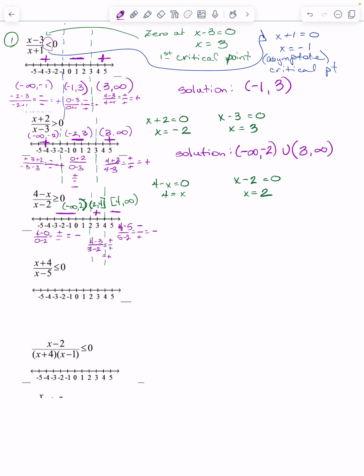We want the interval or intervals where our y value is greater than or equal to 0, so either 0 or positive, and that's this interval. The half open interval from 2 to 4. We include 4, we don't include 2.